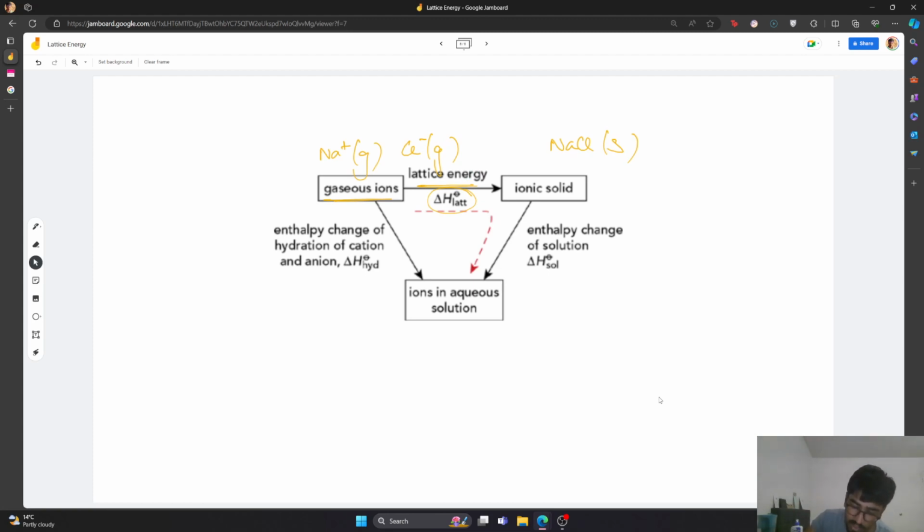We want NaCl in solid form to be converted into NaCl in aqueous form, right? So this is what we are interested in. Do we need to add heat energy? Do we take NaCl solid and convert it into a liquid? Do you have to put energy in or put energy out? That is what we call delta H of solution, right?